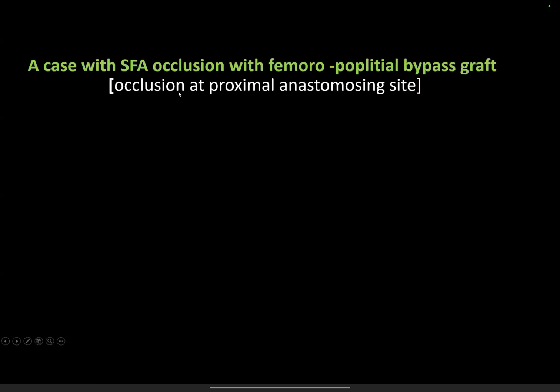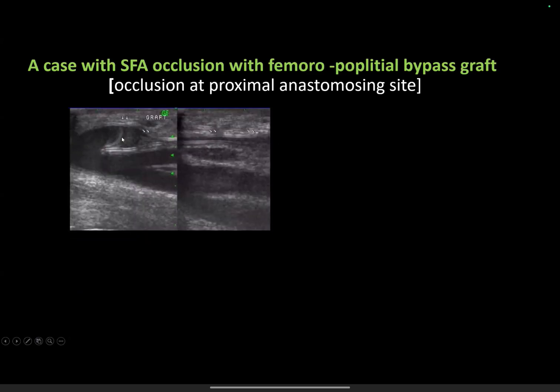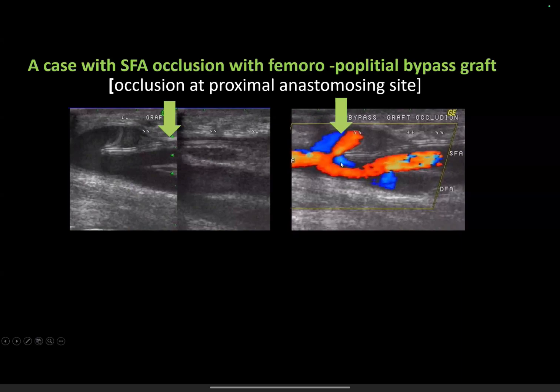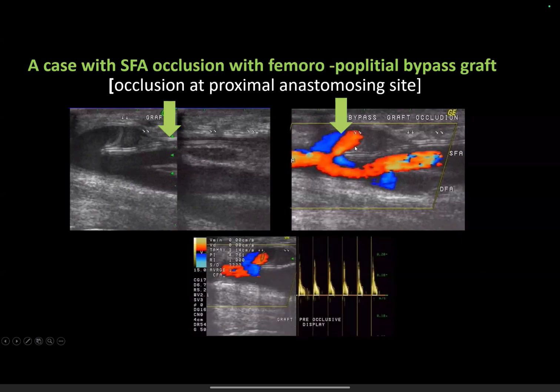So this is a case of superficial femoral artery occlusion with a femoropopliteal bypass graft. A very old case with me. Ischemia had again developed, and the graft is seen collapsed, and the proximal site is occluded. There was no flow. There was a thump spectrum, or staccato flow, here, suggestive of occlusion of the proximal anastomotic site of the graft.